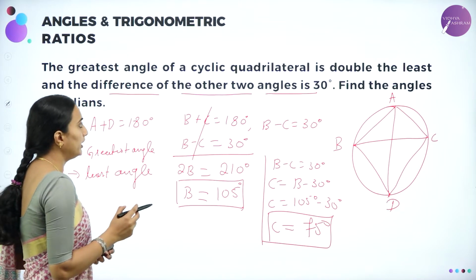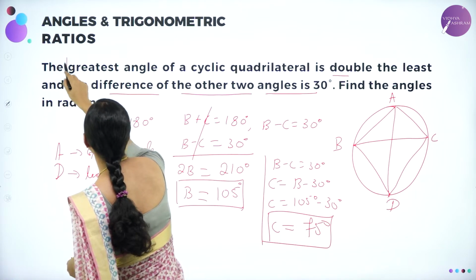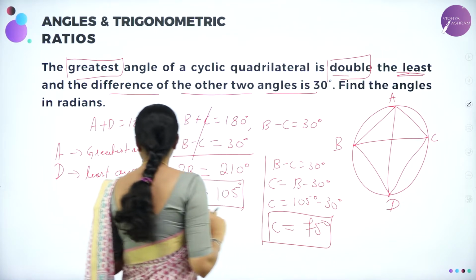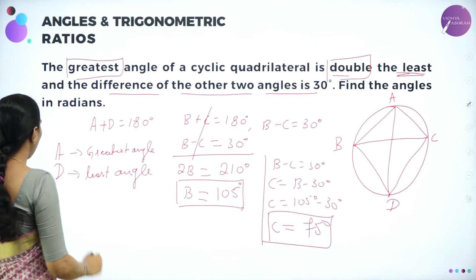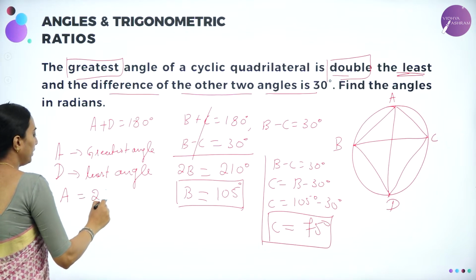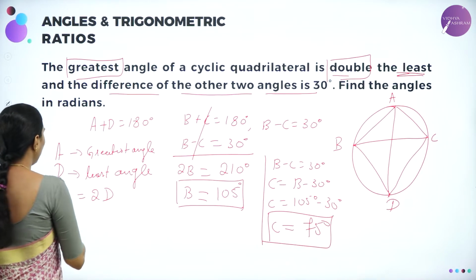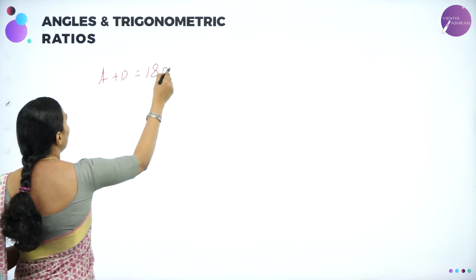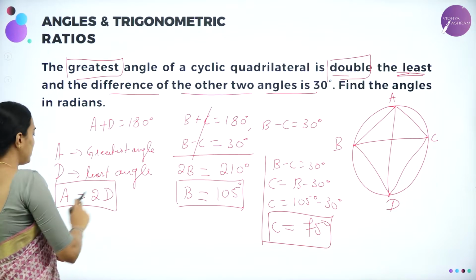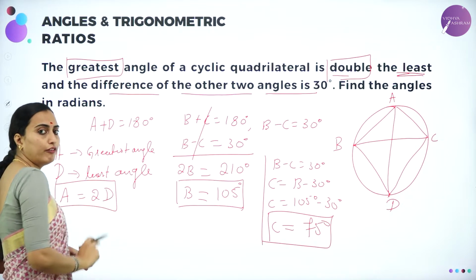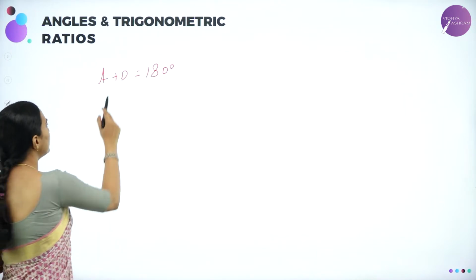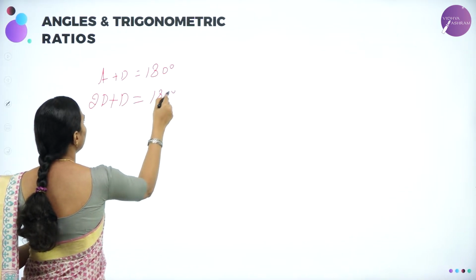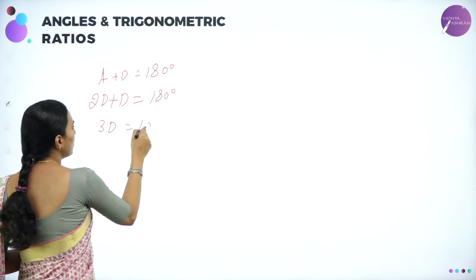Correct? They have given already that the greatest is double the least. So greatest is double the least means A is equal to 2D. Correct? If A is equal to 2D, I can have A plus D is equal to 180 degrees. According to the given condition, the greatest angle is 2 times the least angle. Therefore, substituting there, 2 times the least angle plus D is equal to 180 degrees. Otherwise, 3D is equal to 180 degrees.